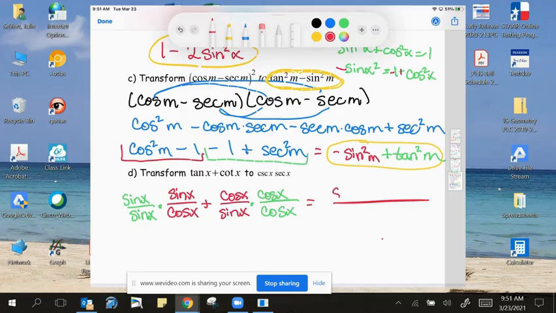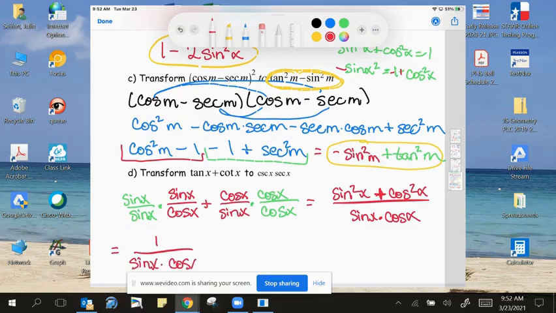Sine x times sine x, sine squared x, plus cosine x times cosine x, cosine squared x, all over that common denominator of sine x times cosine x. And again, because we have that plus sign in the numerator, that ruins us from being able to simplify anything by dividing out, because that numerator is not multiplied, it's added. Okay, then we know that sine squared x plus cosine squared x is 1. So that's 1 over sine x times cosine x.